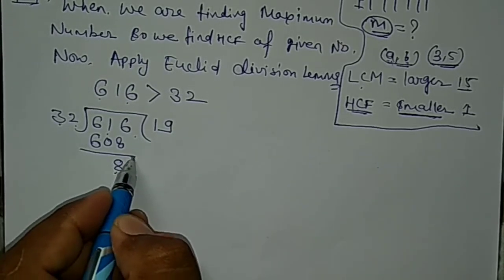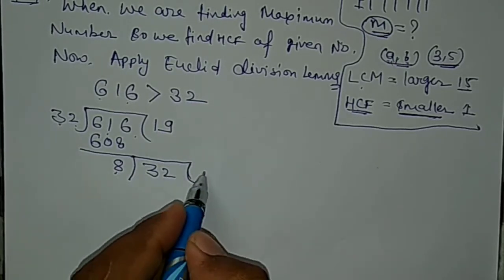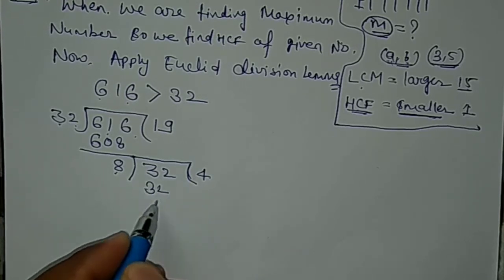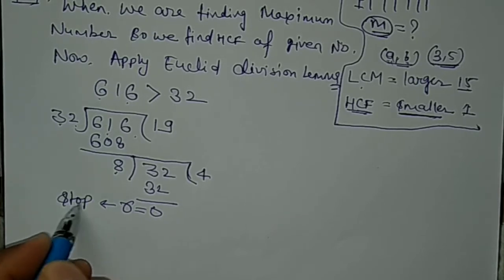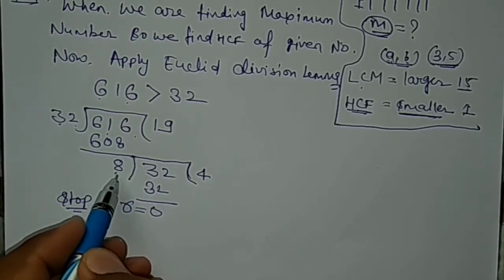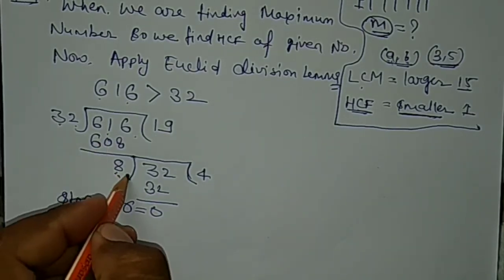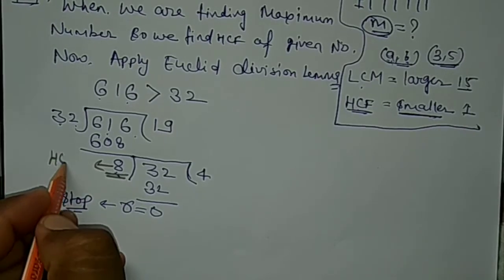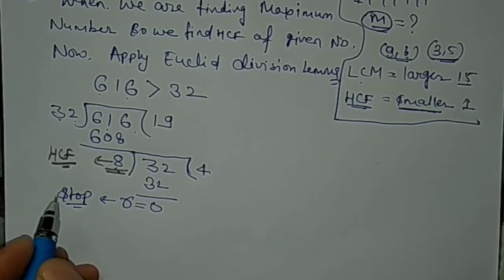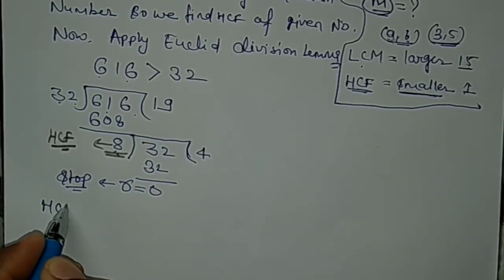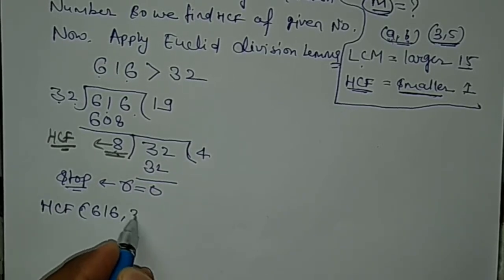This divisor will become next time dividend. Okay, dividend, and it comes 8 4s are 32. That is very easy. Remainder comes 0. If remainder comes 0, you have to stop it here. Okay, stop it here, and last divisor is your HCF. So you have to remember last divisor is HCF. So simple. HCF of the given numbers 616 and 32 is how much?